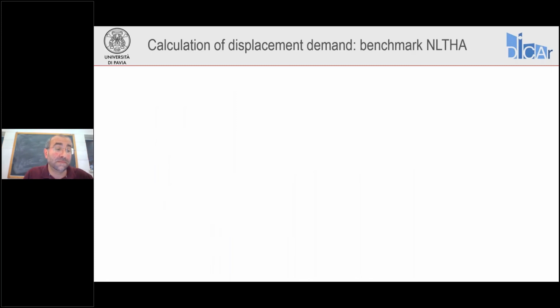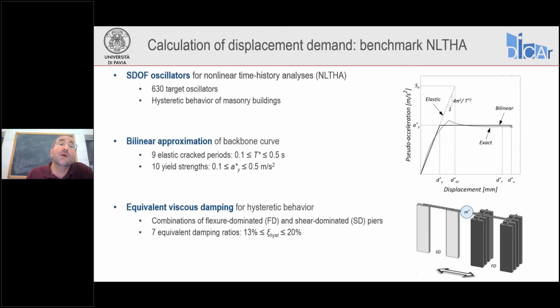In order to discuss and assess the accuracy of these methods and to calibrate the improved method, we made use of a number of nonlinear time history analyses performed on single degree of freedom oscillators representative of masonry structure. So remember that to apply nonlinear time history analysis, you transform the multiple degree of freedom nonlinear structure into an equivalent elastoplastic single degree of freedom system. Well, we have analyzed single degree of freedom oscillators with hysteretic behavior representative of masonry buildings.